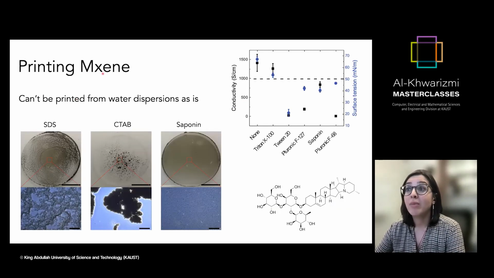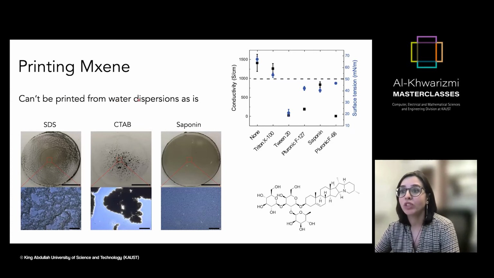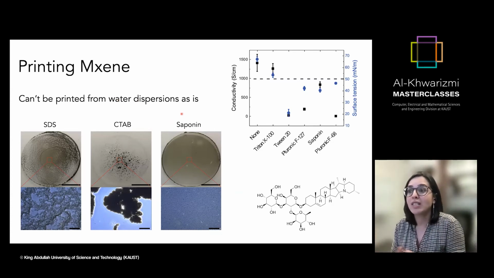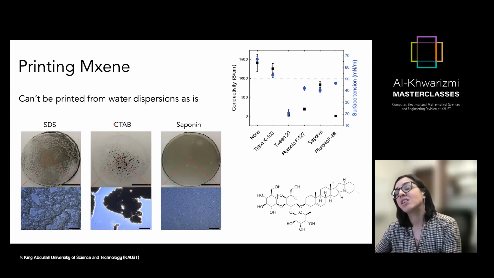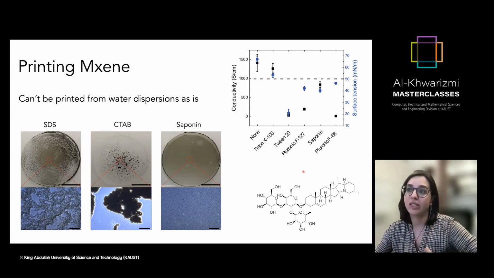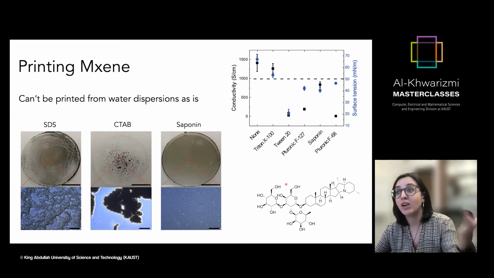Now, MXene alone cannot be printed from water, because if you try to do that, its viscosity is not high enough. Therefore, we use certain surfactants. These are molecules that are charged with ions, like anions or cations.